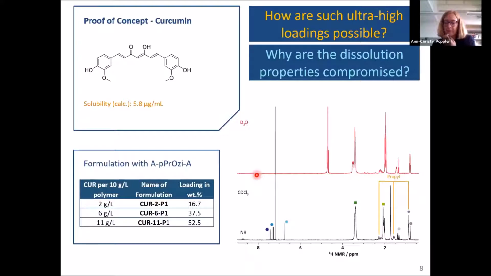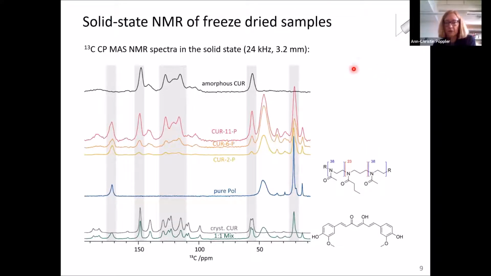So the core of these particles behaves almost solid-like, and if we would increase the temperature quite a bit, we would see very broad features in the baseline, but we cannot really do much spectroscopy such as NOE with these signals. So this is why we went to solid-state NMR, and we freeze-dried the samples from the previous slide and subjected them to solid-state NMR measurements at moderate magic angle spinning.